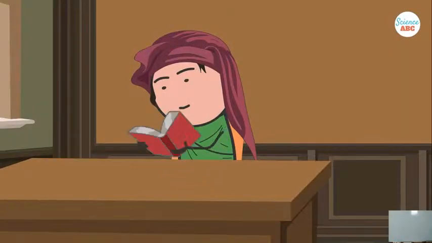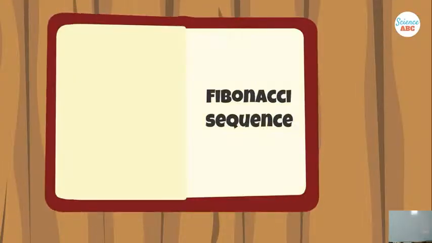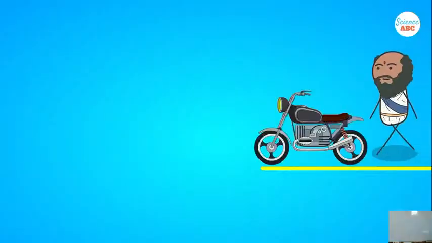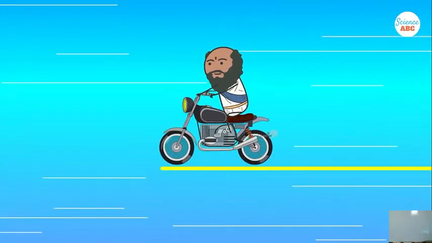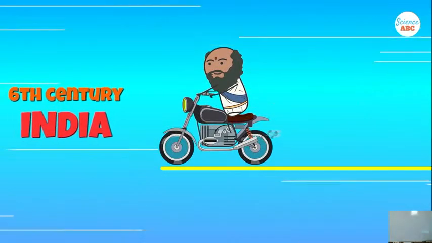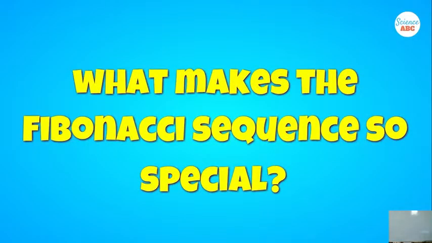Although his book contains the earliest known description of the Fibonacci sequence outside of India, it was described in ancient Indian texts by mathematicians as early as the 6th century. So, what makes this Fibonacci sequence so special?